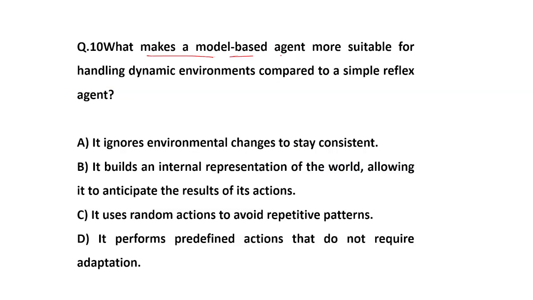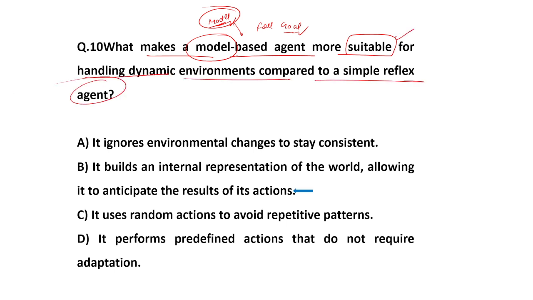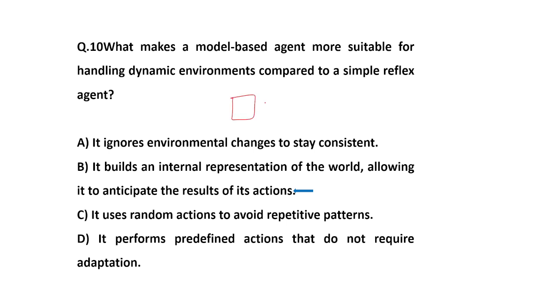Next question, what makes a model based agent more suitable? Model based agent means where, before working, we set a pre-defined model, and to follow that model, a goal set is made ready. What makes a model-based agent more suitable for handling dynamic environments compared to a simple reflex agent? The correct answer is, it builds an internal representation of the world, allowing it to anticipate the result of its actions. So this is a model based agent, where we create a model of what our final result should be, a goal set is decided, and the actions inside it are also defined.